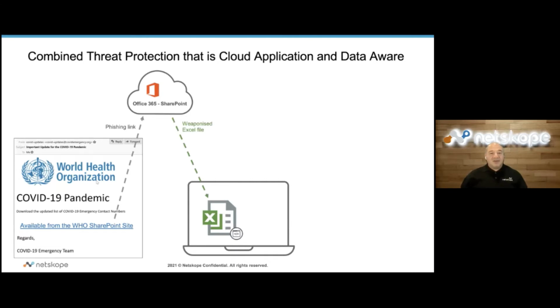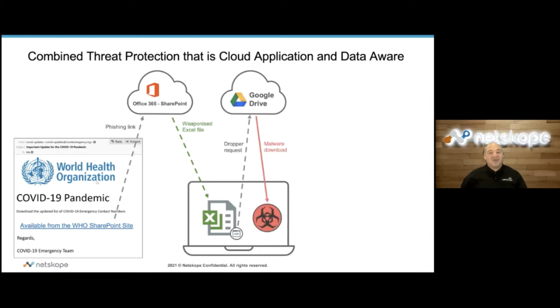When they click there, there's a file there for them. That's a weaponized Excel file. If they open that Excel file, it may go and perform a dropper request to a Google Drive, which is also a known application that's not likely to be stopped by traditional secure web gateway. That can facilitate a malware download.